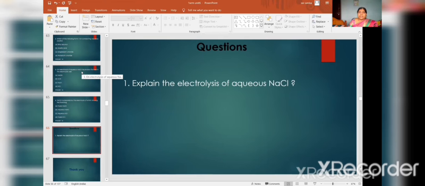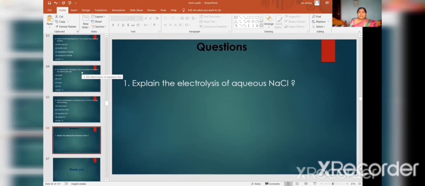I already told you this for the electrolysis of fused NaCl also. If you get this question, it is for 5 marks. First you have to explain the construction of the electrolytic cell with this solution. In one beaker, aqueous NaCl solution is taken as the electrolyte. In that solution, two electrodes are dipped, and these two electrodes are connected to the two poles of the battery. Two metal rods, you have to say.